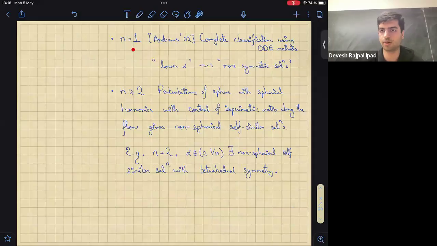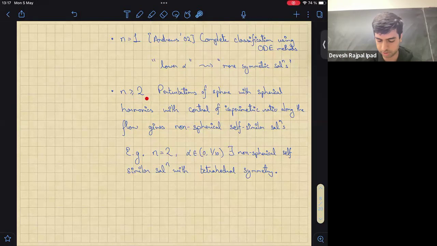So for n equals 1, we know a complete classification. This was done by Andrews, using ODE methods, we know a complete classification of this elliptic PDE. And the result also confirms some intuition that lower alpha corresponds to more symmetric solutions. Lower alphas mean your PDE is degenerating more and more, and more symmetric solutions are also available.